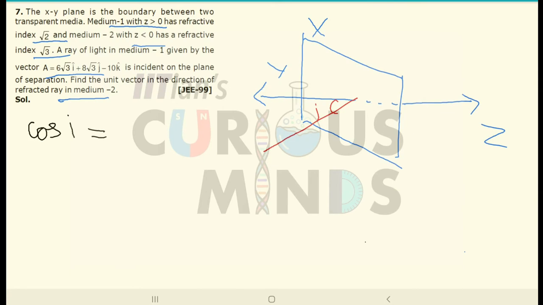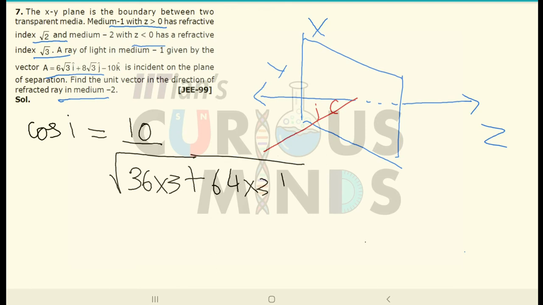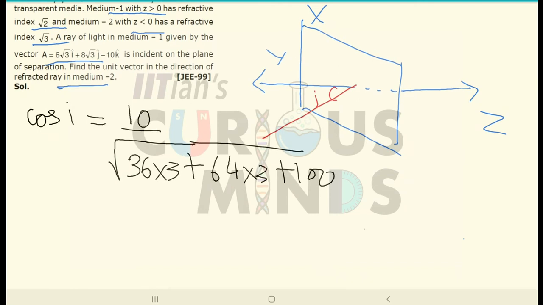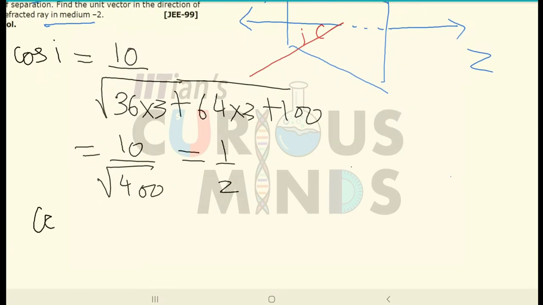That is, cos i will be equal to the z component, 10, not taking positive or negative for the time being, divided by the root of (6 root 3) the whole square, which is 36 into 3, plus (8 root 3) the whole square, which is 64 into 3, plus 10 square, which is 100. So 36 plus 64 is 100, 100 into 3 is 300, 300 plus 100 is 400. So it is 10 divided by root 400, that is 10 divided by 20, which is 1 by 2. So cos i is 1 by 2, which implies the angle of incidence is 60 degrees.